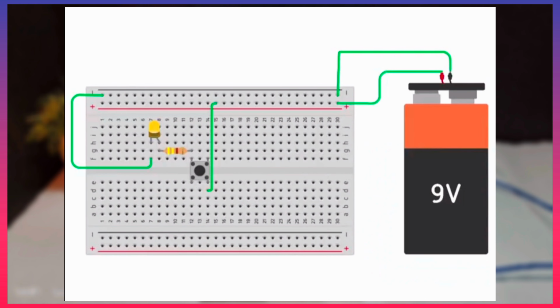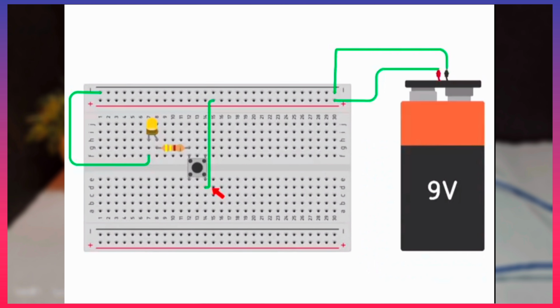As there are 4 legs in the push button, the circuit can be built in another way as well. Instead of using the leg B of the push button, we are using the leg D. Since they are internally connected to each other, the LED glows when the push button is pressed.